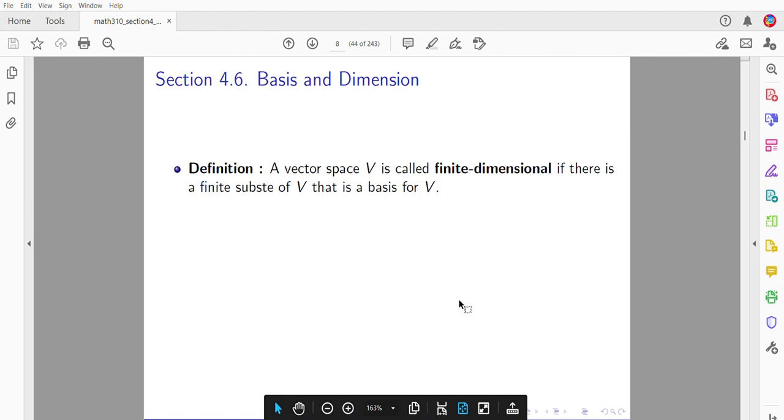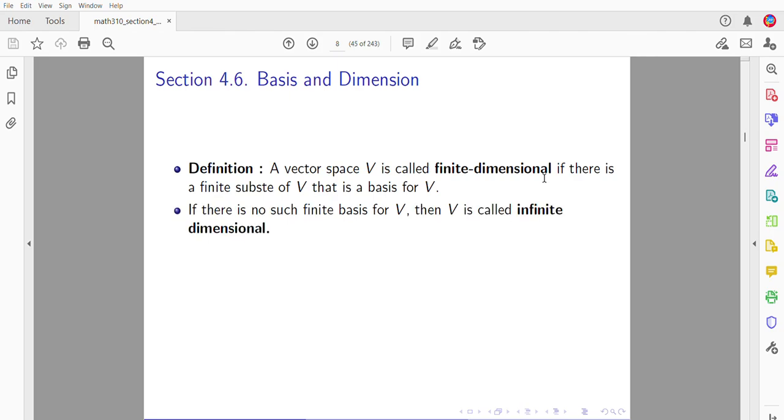Now let us go through this definition. A vector space V is called finite dimensional if there is a finite subset of V that is a basis. So if you can find a finite basis of your vector space, that vector space is called finite dimensional. If you cannot find a finite basis, then that vector space is called infinite dimensional. In other words, if no such finite basis exists for V, then V is infinite dimensional.